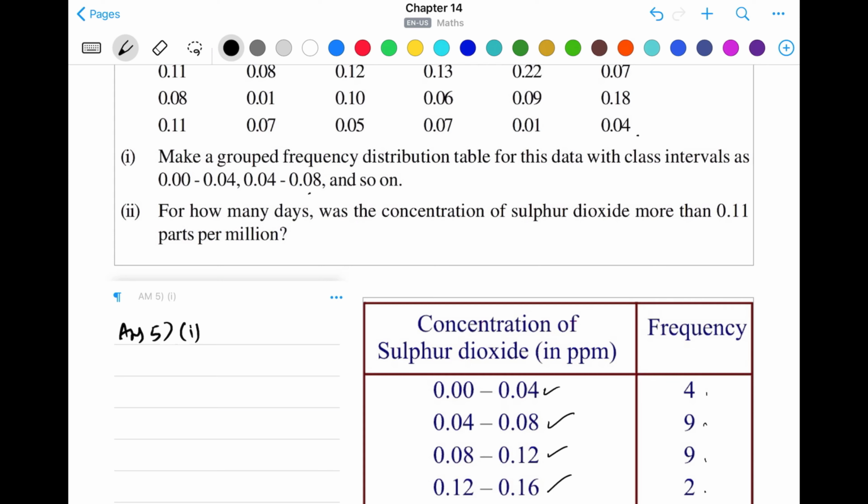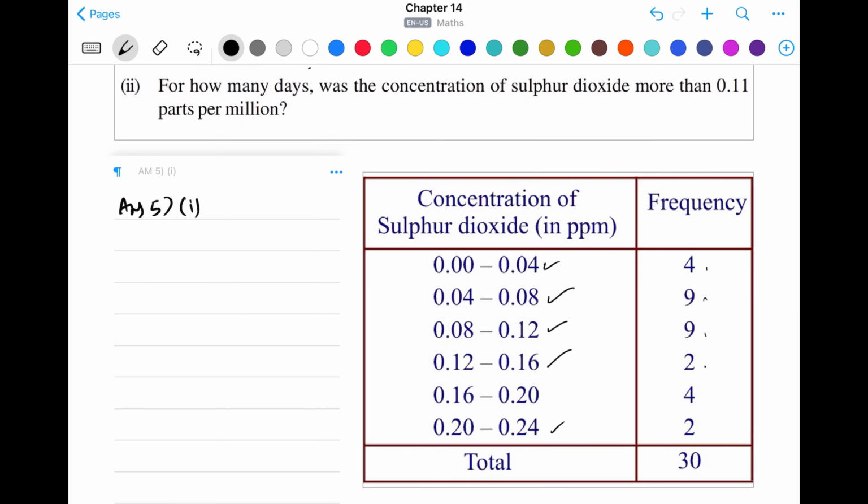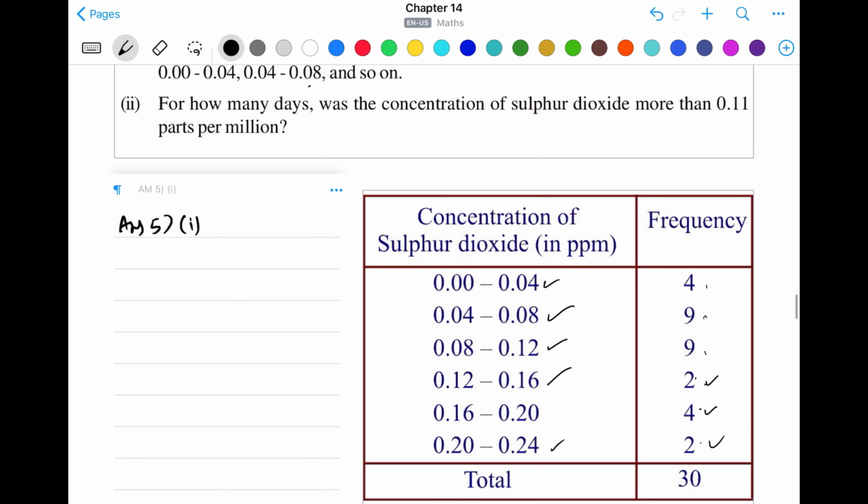Now next is how many days was the concentration of sulfur dioxide more than 0.11. We can say that here in these last 3 we have 2 days, 4 days and 2 days. So that means in total, combined 8 days the concentration of sulfur dioxide was more than 0.11.